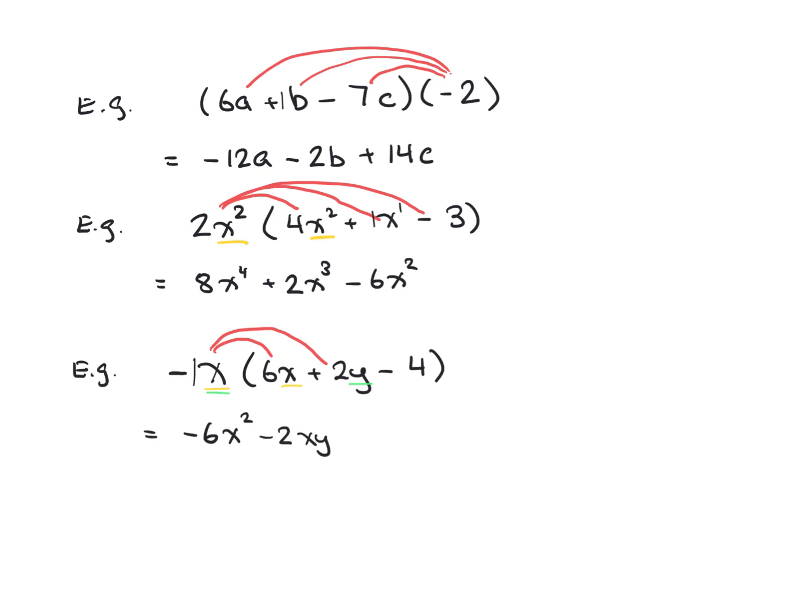Okay, and now the third term, negative x times negative 4. So the number part is negative 1 times negative 4. That makes positive 4. And the letter part is just x. Okay, so there's the answer to that one. And then we can have even more complex examples where we combine this with collecting like terms from a couple lessons ago. Okay, so let me show you how that looks like. You may have a question like this.